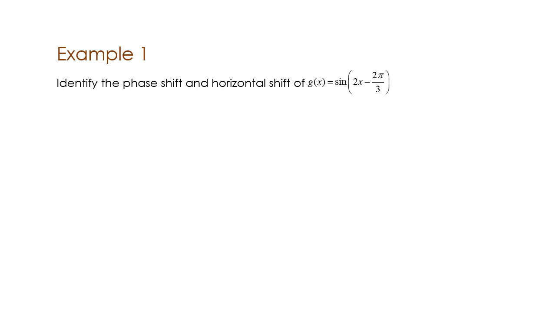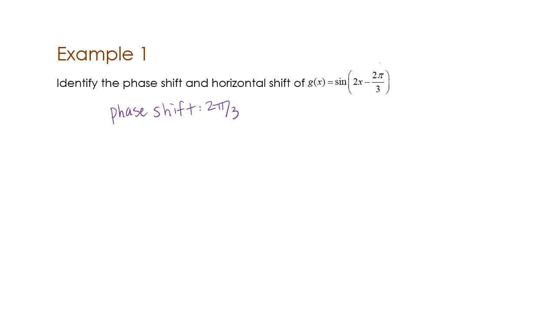So for example, if we were looking at this one and we had to find the phase shift and horizontal shift, we can tell right off the bat the phase shift, and it's always the opposite, so it's always minus and then whatever that number is. So here we'd say the phase shift is 2 pi over 3.